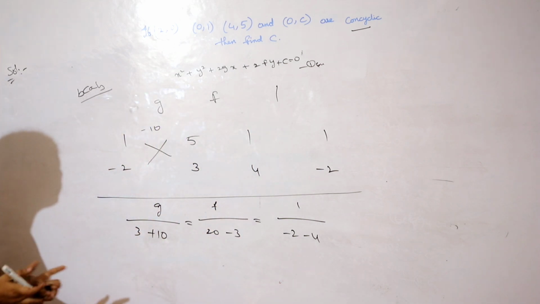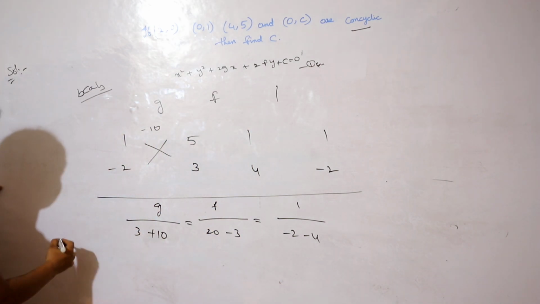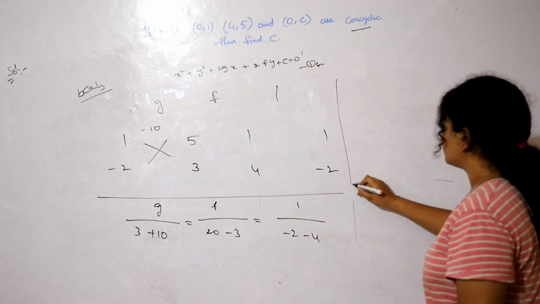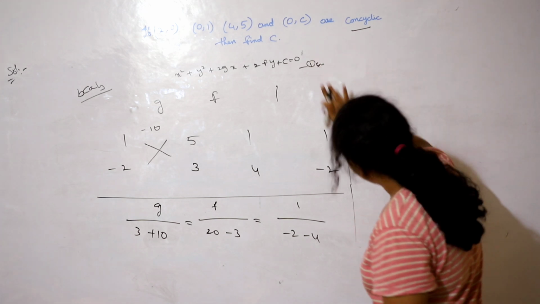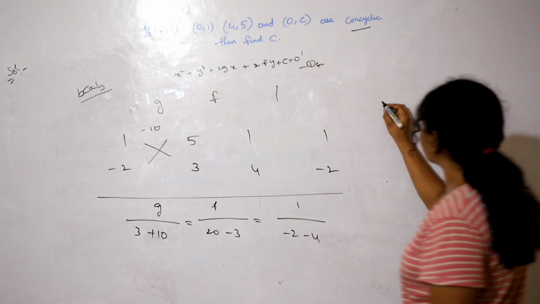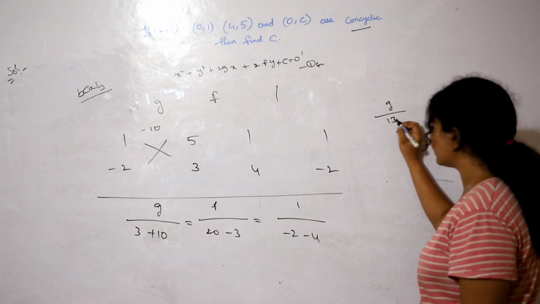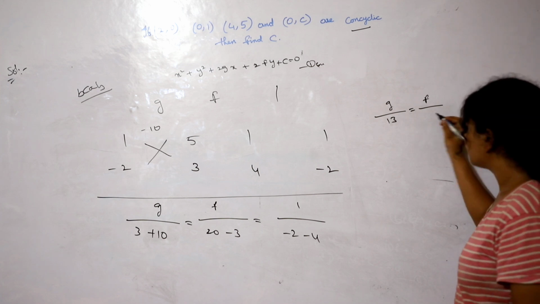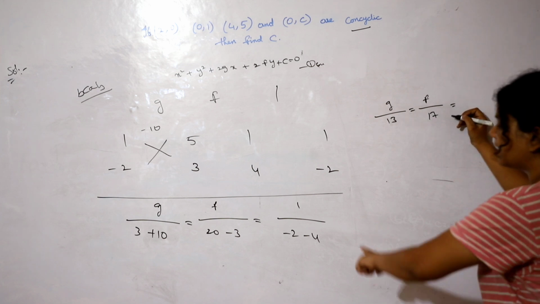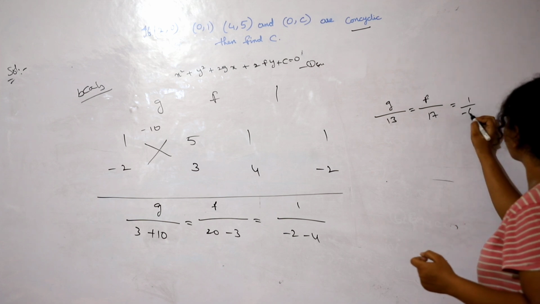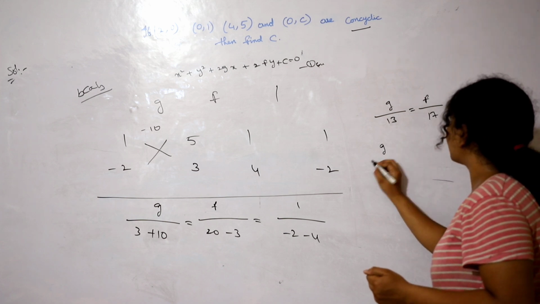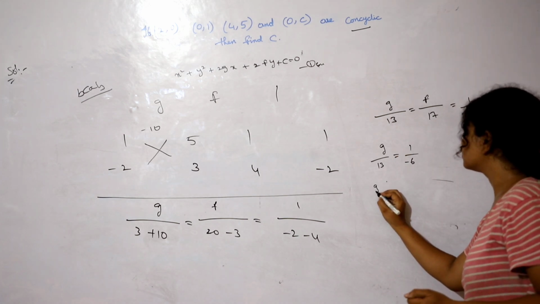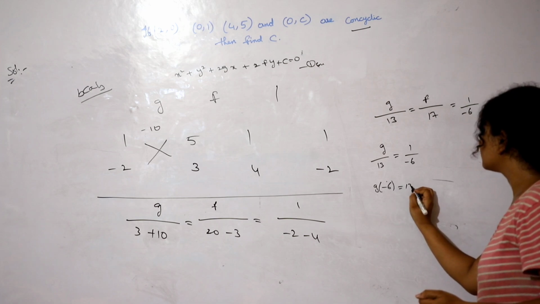Clear till here? Now you can just find out the g, f and 1 values. Let me take a space over here. So I'm just going to find out g value: g by 13 equals to f upon 20 minus 3, how much? It's 17, which equals 1 upon minus 6, right, minus 6. Now to find out g value, g by 13 equals to 1 upon minus 6, take a cross multiplication. So g into minus 6 equals to 13.